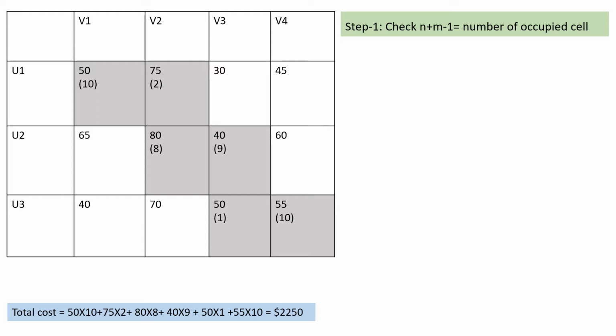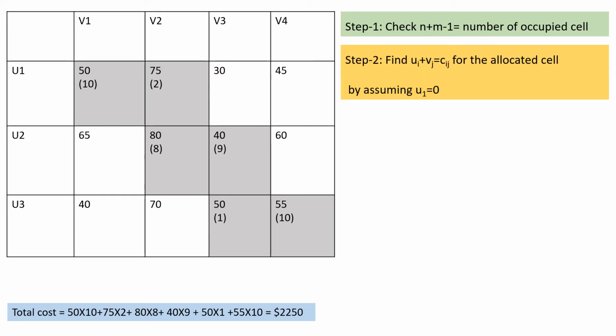1, this is an occupied cell. 2, 3, 4, 5, 6. So the number of occupied cells is 6. And we have 4 columns plus 3 rows. 4 plus 3 is 7, 7 minus 1 is 6. 6 is the number of occupied cells. So the first criterion is fulfilled, so we can use the UV method to find the optimum solution of this transportation problem.